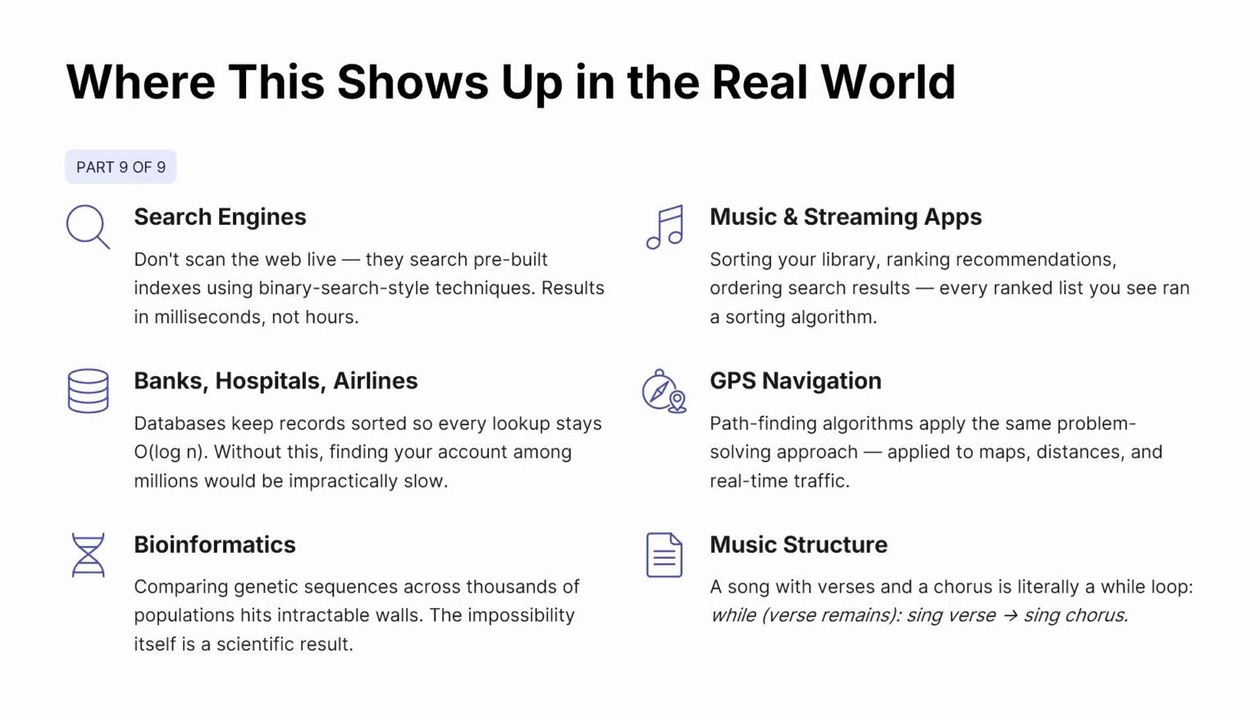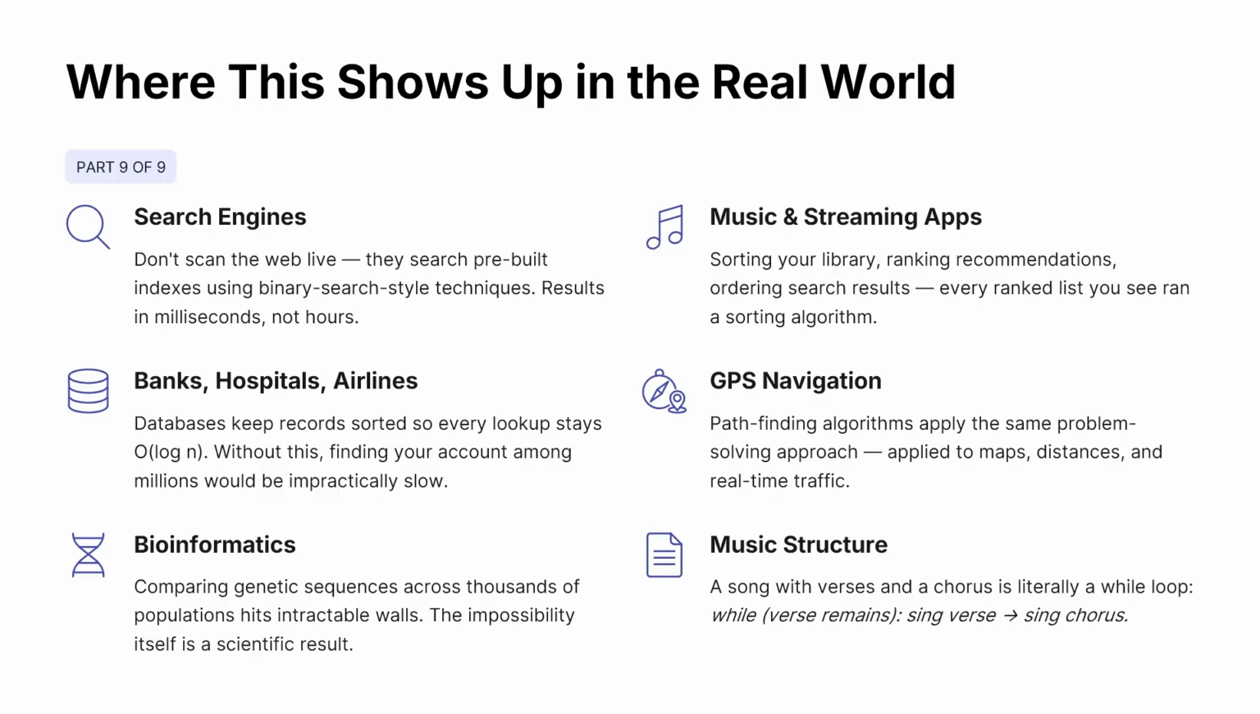Databases keep records sorted so that every lookup stays O(log n). Banks, hospitals, airlines, they all depend on this. Without sorted data and binary search, looking up your account among millions would be impractically slow. GPS navigation uses path-finding algorithms to discover routes, the same general problem-solving approach we discussed, but applied to maps and distances. Bioinformatics hits intractable walls constantly.